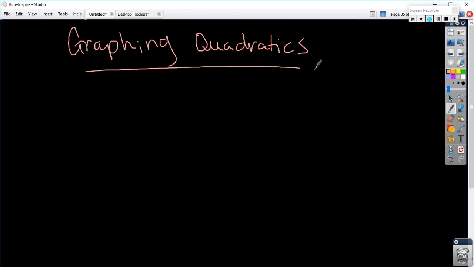But when we graph a quadratic, first of all, what is a quadratic? A quadratic is what we have been factoring. It's the ax squared plus bx plus c. The exponent of 2 is what makes it a quadratic.